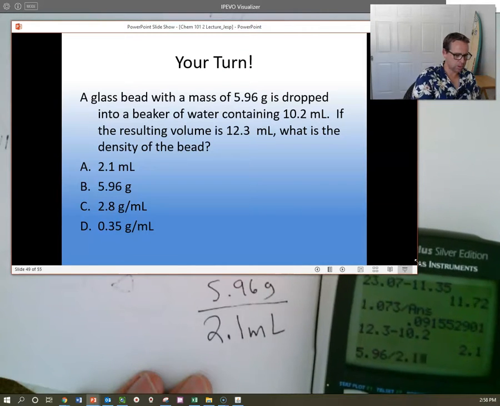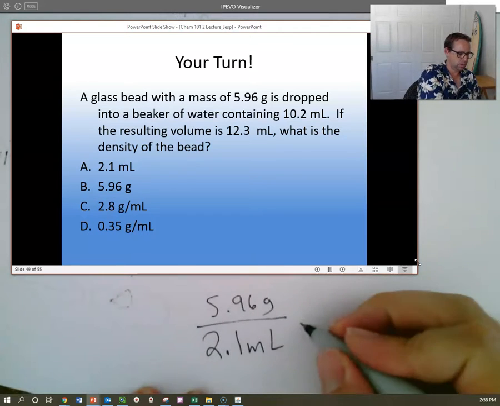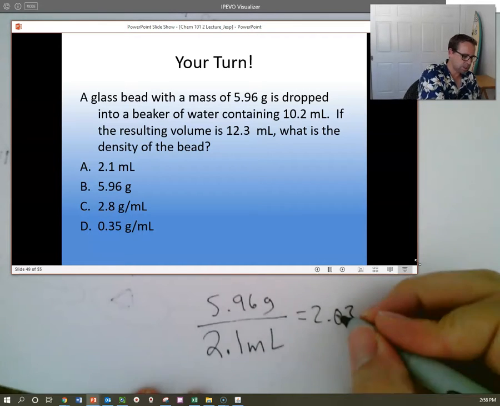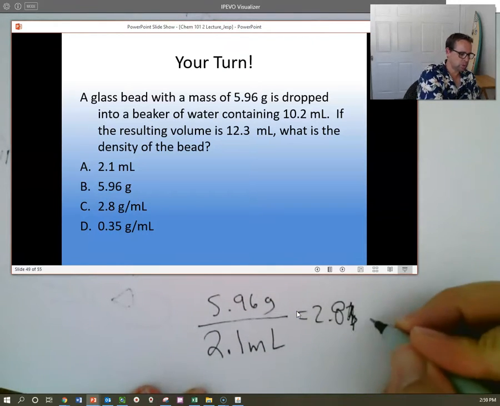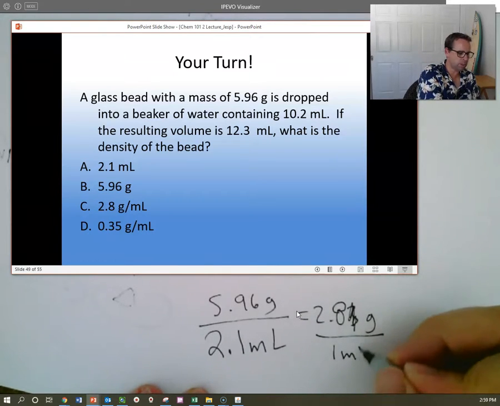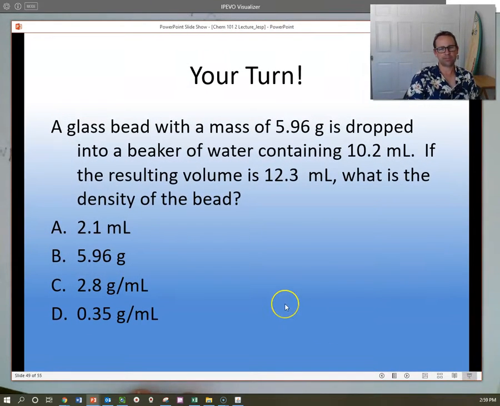Okay. So we got 2.83. That's an 8, not a 0. 2.83, and we only have two significant digits, right? Because our bottom one has two significant digits, and this is a division problem. So we're going to stop it at 2.8 grams for every 1 milliliter. Okay, very good. Excellent job.